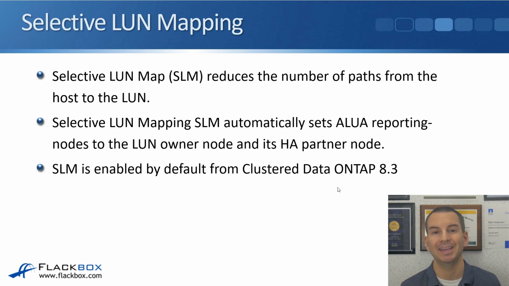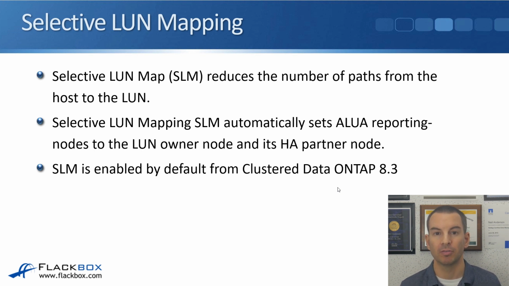Okay, selective LUN mapping is SLM. That reduces the number of paths from the host to the LUN. So if you've got, for example, an 8-node cluster, and all of the nodes are connected to 2 separate switches, Fabric A and Fabric B, well, that would end up with 16 paths being reported back to the host. But like we just said, you don't want to report more than 8. So a way that we can limit the amount of paths that will be reported is with SLM, Selective LUN Mapping. Selective LUN Mapping automatically sets ALUA reporting nodes to the LUN owner node and its HA partner node.